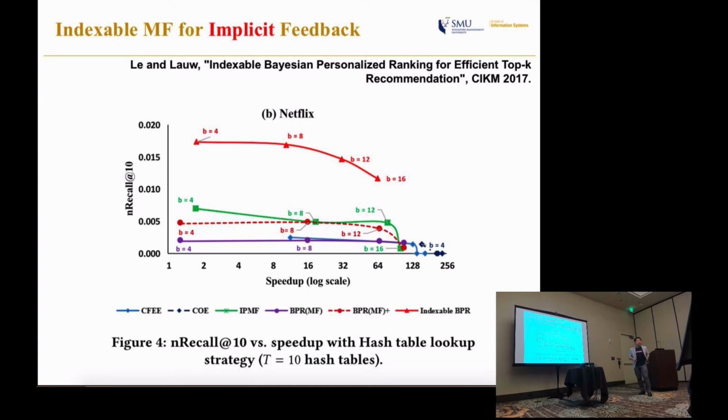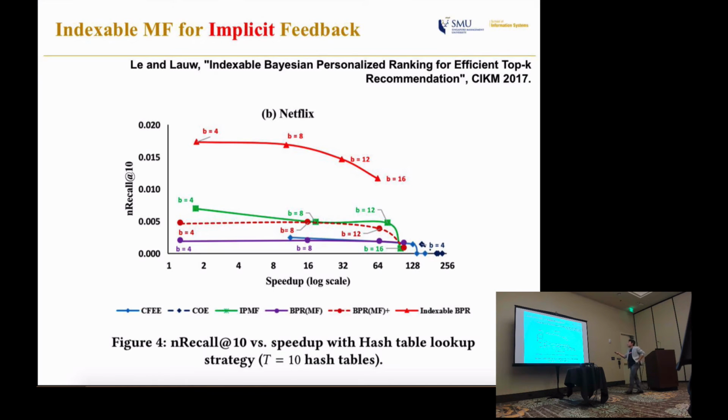But because the LSH is approximate in terms of the similarity, you might also reduce in terms of the accuracy. And that's because some of the items may end up in a different cell in the hash table, instead of the cell in which the user actually falls into.